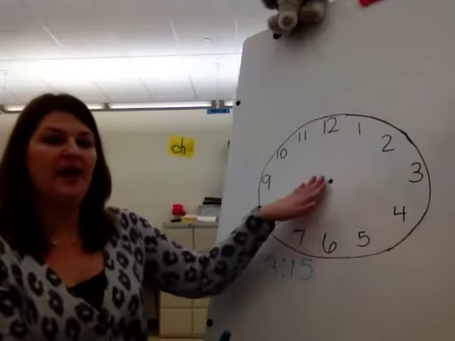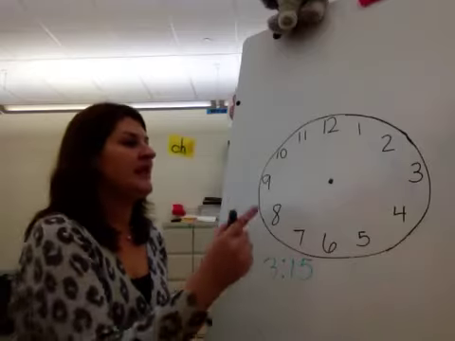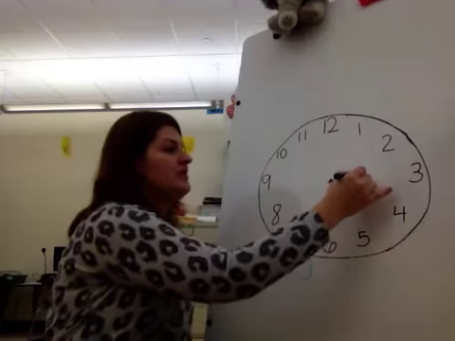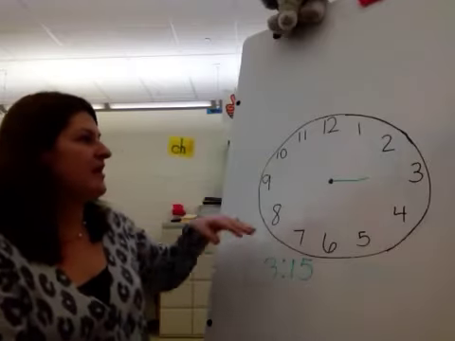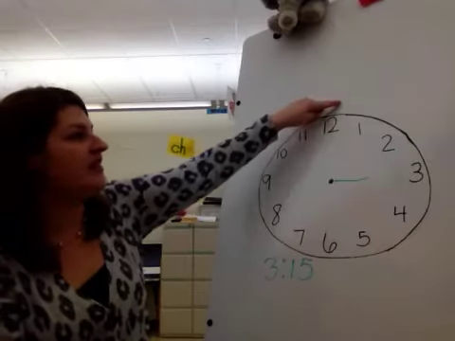So if we're going to put that up on the clock, we need to have the short hand pointing to the 3, and then we're going to have our minute hand go to the 15.